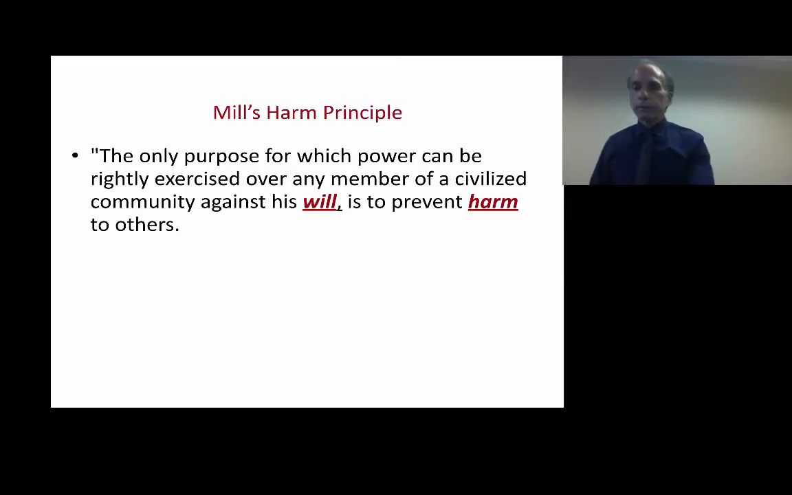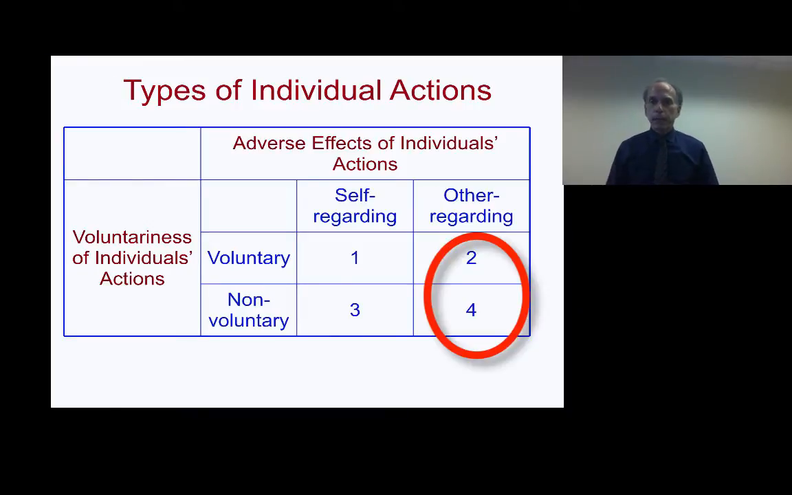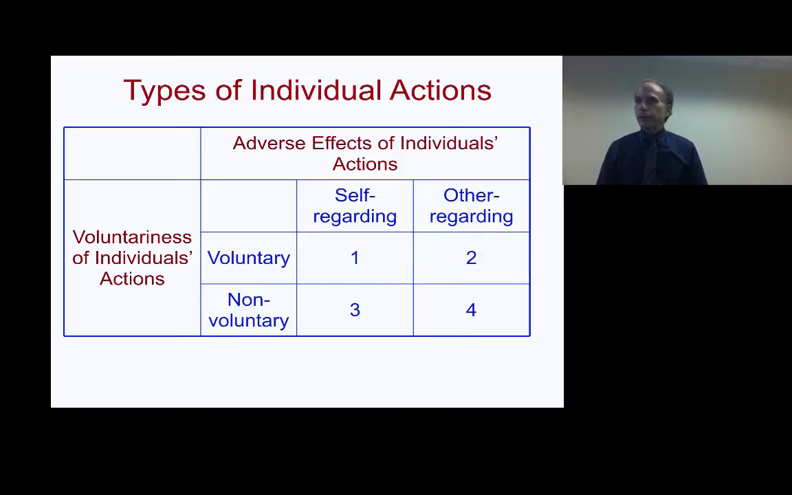Let me explain further. This slide shows the different types of individual actions based on the voluntariness of their actions and their effects on others. Voluntariness is equivalent to Mill's will. That is, someone acting with sufficient voluntariness is acting with sufficient will or sufficient autonomy. From this table, we see that if an individual's actions have what we call other-regarding effects, then we are in box 2 and 4. And in these instances, public health actions might be justifiable because they have other-regarding effects.